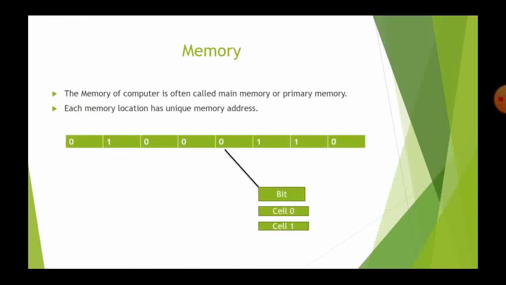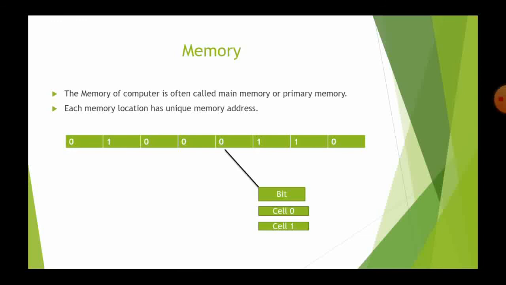The memory of the computer is also called main memory or primary memory. Memory has two parts: primary memory and secondary memory. Primary memory is temporary memory. In secondary memory, you can store the data. Each memory location has a unique memory address. The computer cannot understand our languages, so it reads the data as zeros and ones, in the format of binary digits.